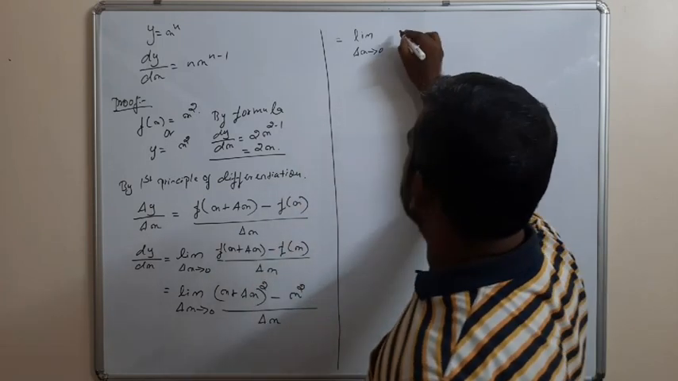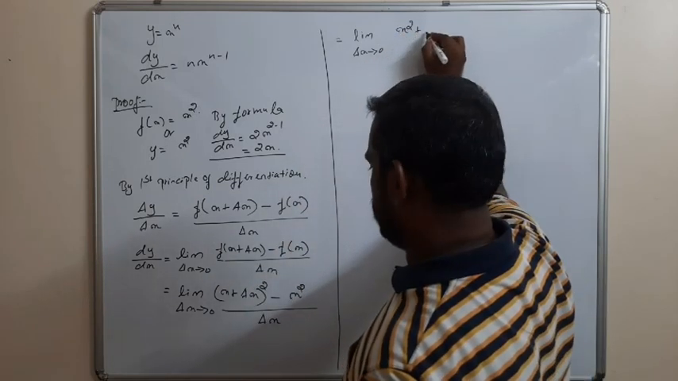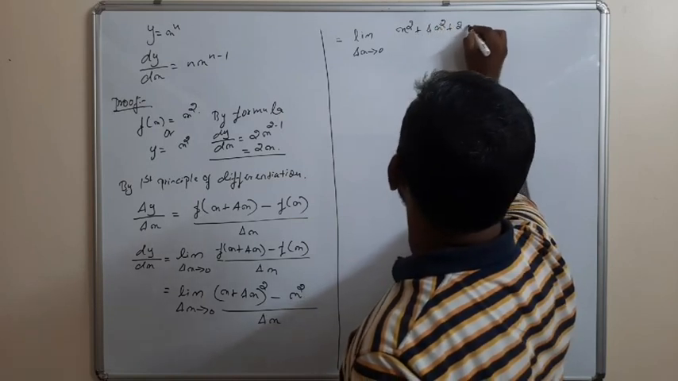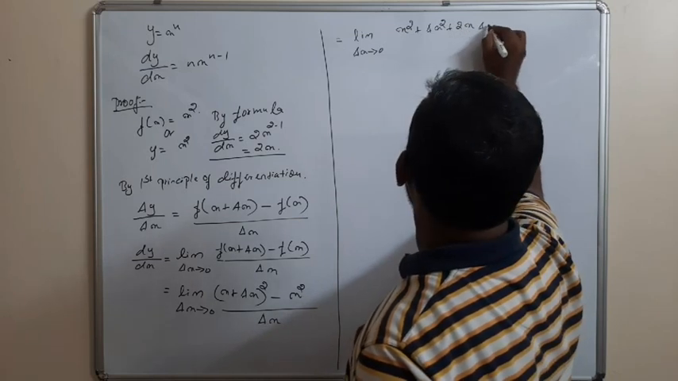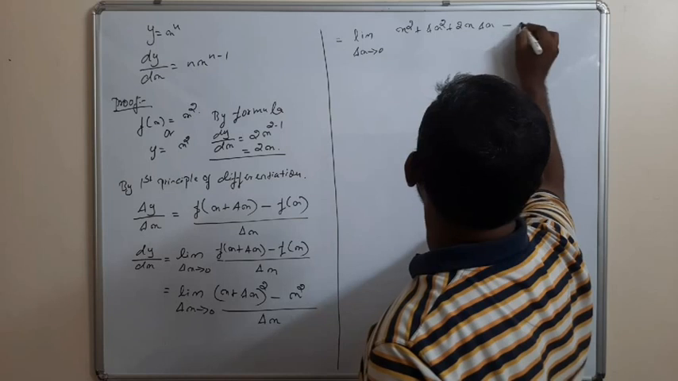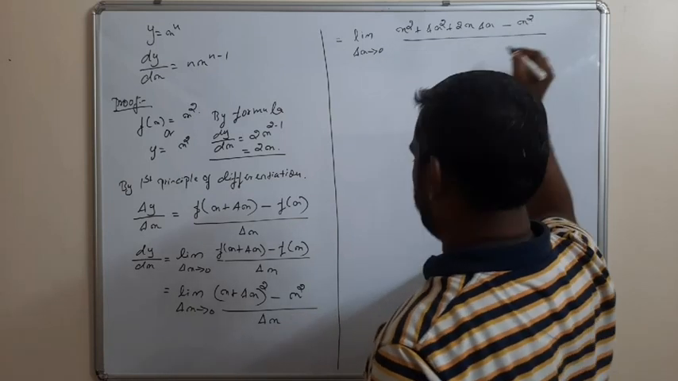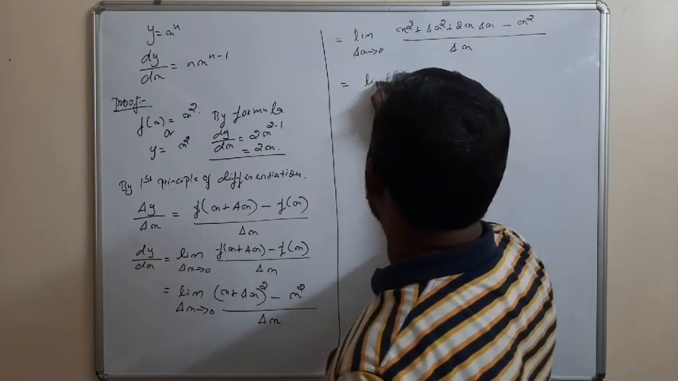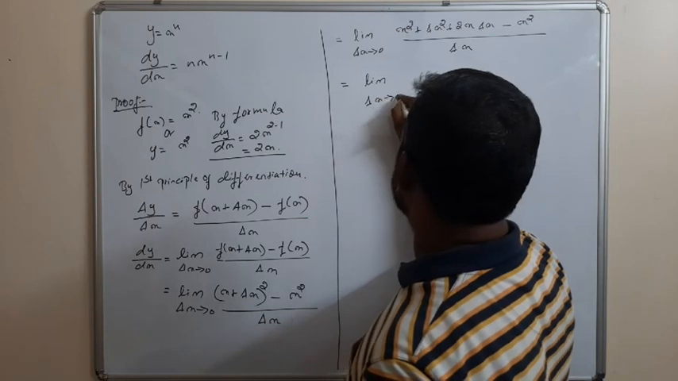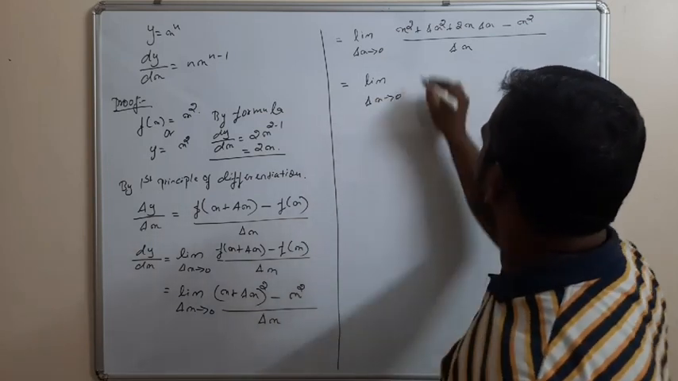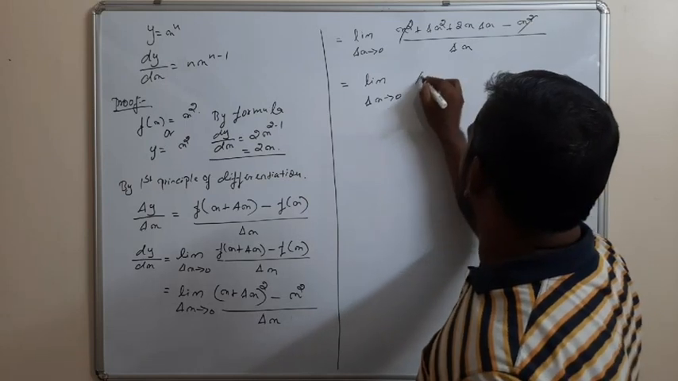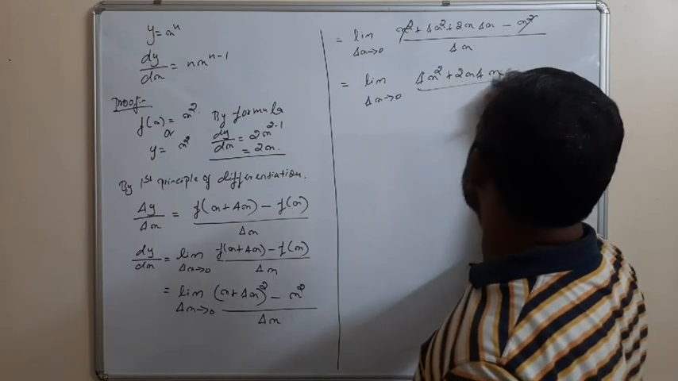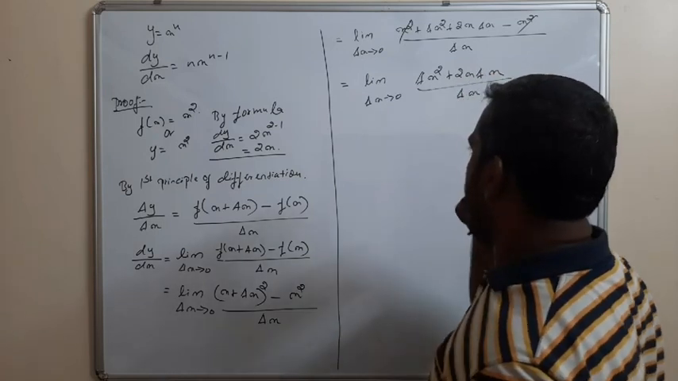So a plus b the whole square: x square plus delta x square plus 2x delta x, minus x square, divided by delta x. So that's equal to the limit as delta x tends to 0. x square cancels. Delta x square plus 2x delta x divided by delta x.